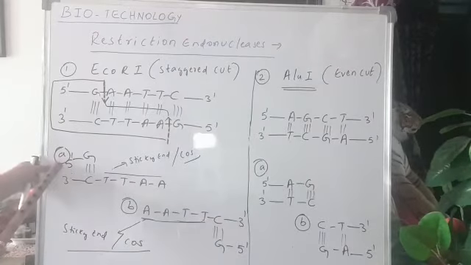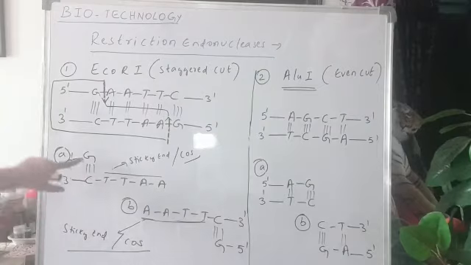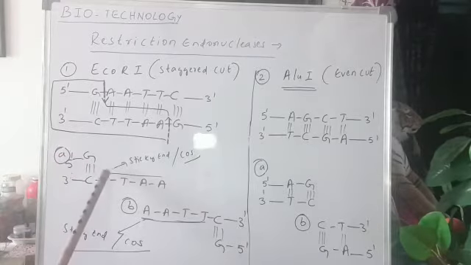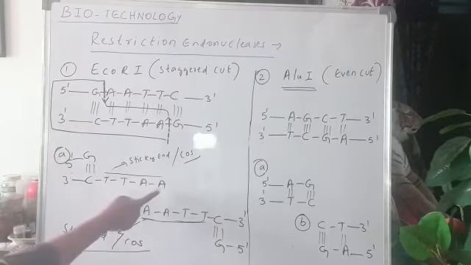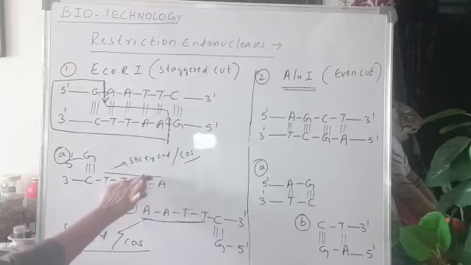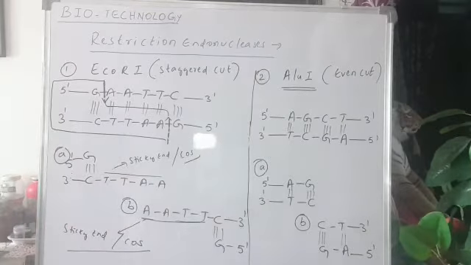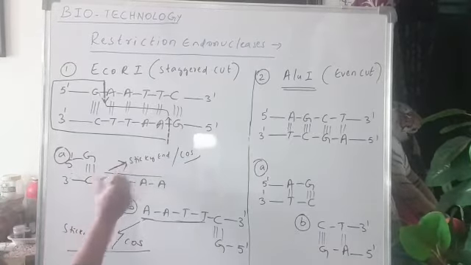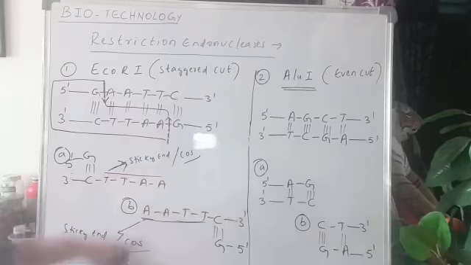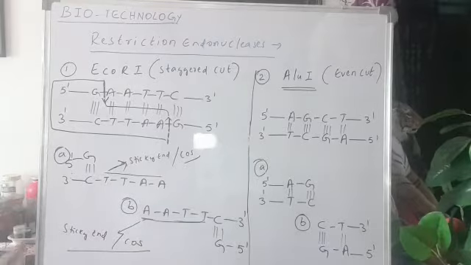Now the first fragment which you can notice here, G and C are paired, but at the end there is an unpaired nucleotide, a single strand end, which can be seen in this fragment. This end is known as a sticky end or cohesive end, or this site is known as a cos site.